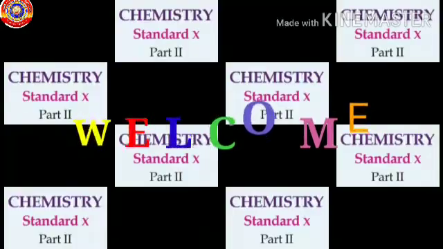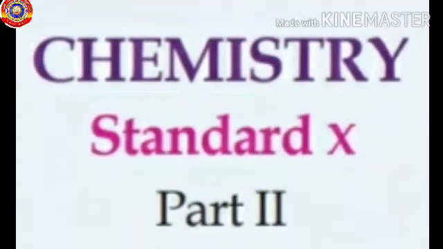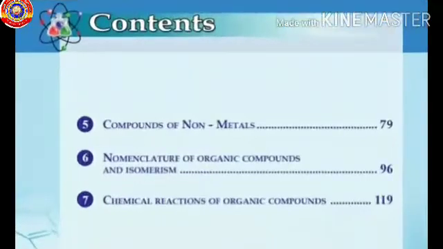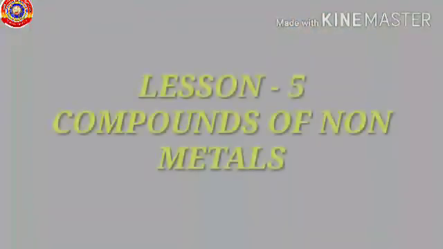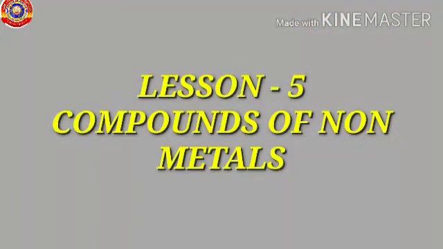Let me introduce you to textbook part 2. This part includes 3 chapters: compounds of nonmetals, nomenclature of organic compounds and isomerism, and chemical reactions of organic compounds. Let's begin our 5th chapter, compounds of nonmetals.